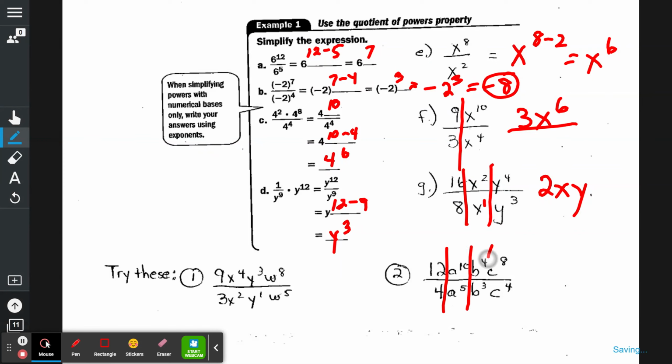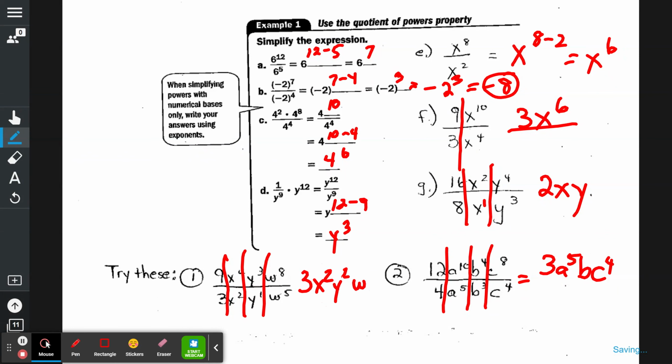Draw the lines. And 12 over 4 is 3. A to the 10th over a to the 5th becomes a to the 5th. B to the 4th over b cubed becomes b. C to the 8th over c to the 4th becomes c to the 4th. And for this one, 9 over 3 is 3. X squared, y squared, w cubed.